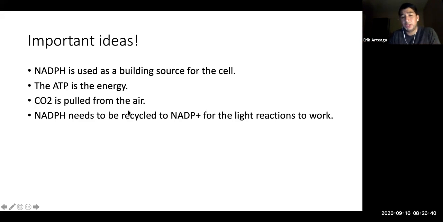CO2 is pulled from the air. CO2 is brought in through the stomata, those little pockets or holes in the leaves of the plant. The plant can bring in CO2 and release oxygen into the environment.